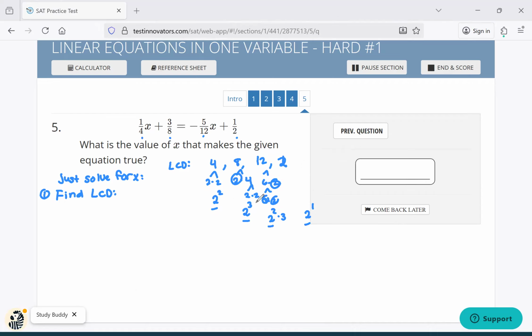So I'm going to use 2 to the third. Of all the bases of 2, I'm going to pick the one with the highest power, and I'm going to use 2 to the third. And then I also have a base of 3 here, and I don't see it anywhere else. So bring it down. When you put it all together, 2 to the third times 3. 2 to the third is 2, 4, 8. 8 times 3 is 24. So that is how I found my LCD.